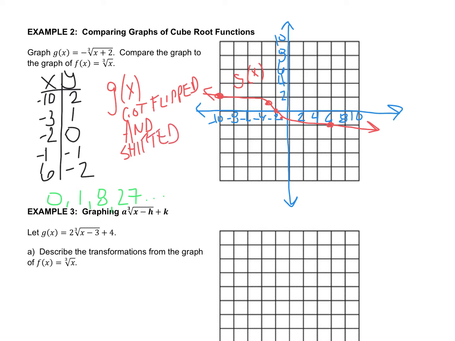shifted 2 units left. Okay, so it got flipped upside down and it got shifted 2 units to the left. And remember, if somebody said, what is the domain and the range of this function? All of these are going to be all real numbers for the domain and all real numbers for the range.